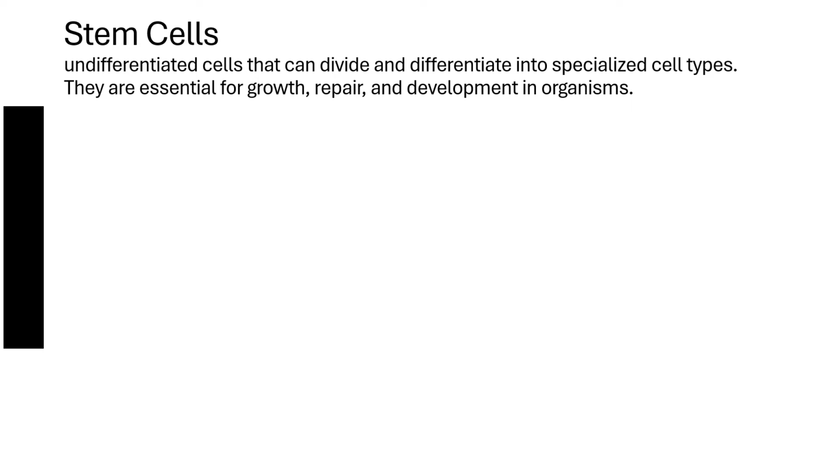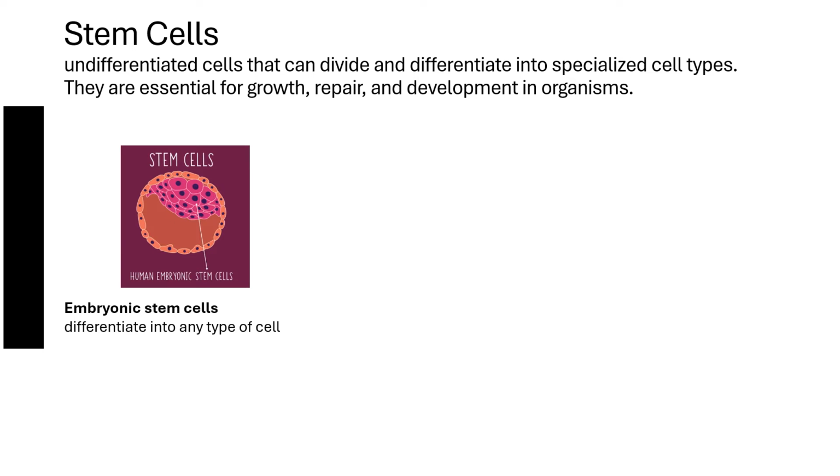In humans, there are two types. So first of all, embryonic stem cells. Now, that's in the first couple of weeks of life, and they can differentiate into any type of cell.